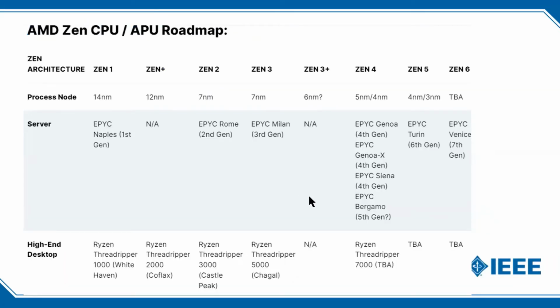This is the next level of detail of that. I'm not going to go through all the details, but again, it's mapping out the different generations of products. It's telling you where the applications are: in the server and high-end desktops and all the different families that they're going to have.